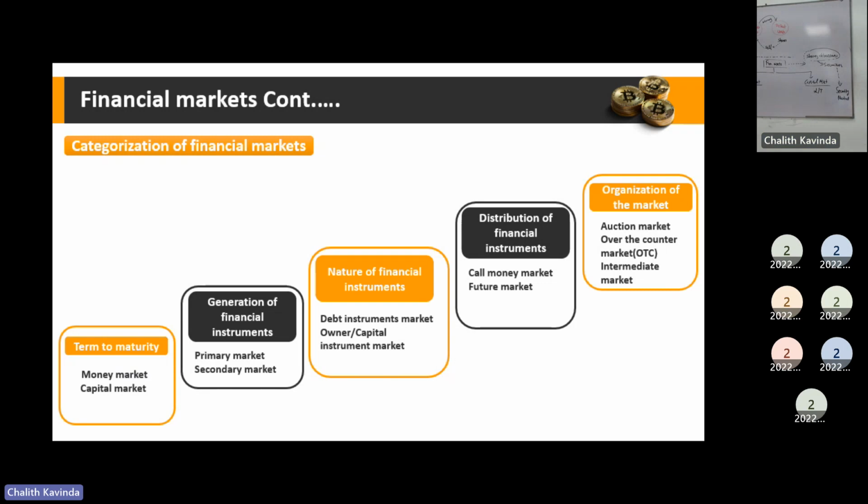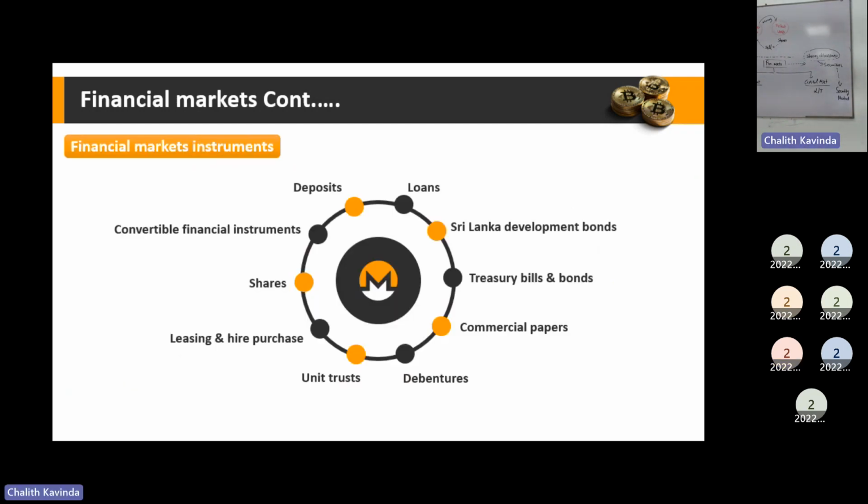Right, online students, are you all okay up to now? Yes, sir. Fine. So these are the financial market instruments. There are many more, but here I have mentioned a few. You know what deposits and loans are. We'll discuss treasury bills and treasury bonds, commercial papers, debentures, unit trusts. We'll discuss all these things.